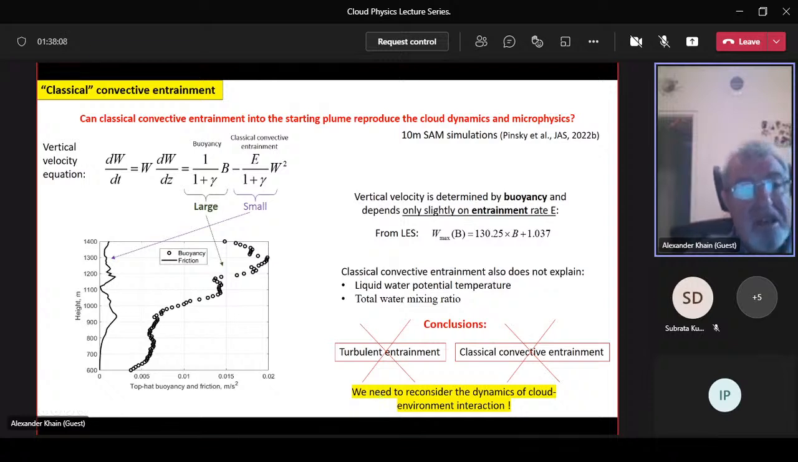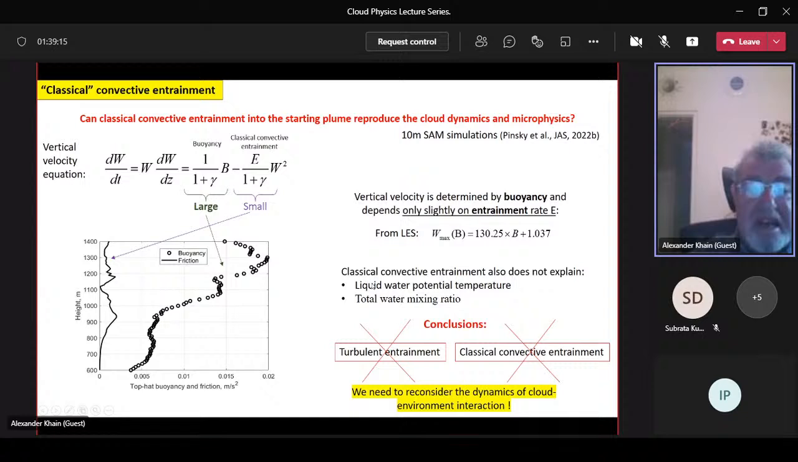We can consider classical convective entrainment. We took this equation, for example, for vertical velocity that you already saw, and calculated, using results of simulations, two terms, the buoyancy term and the entrainment term. And what we found is that the buoyancy term, this is a vertical profile of the buoyancy term, is much larger than entrainment. Actually, vertical velocity, both maximum and average, is determined by buoyancy. So the entrainment rate doesn't affect vertical velocity, at least maximum vertical velocity.